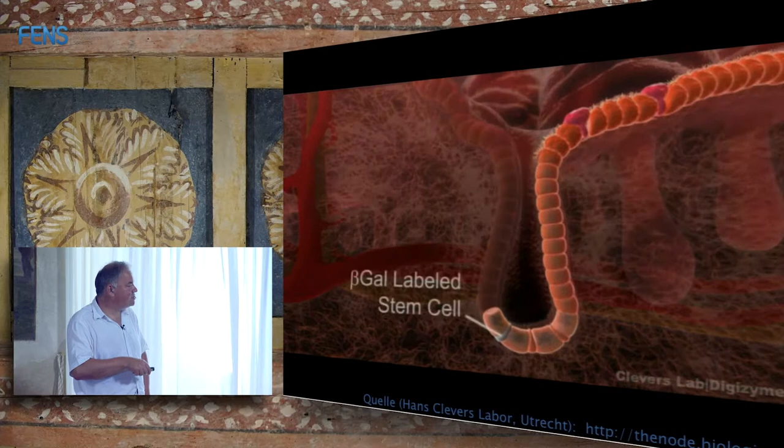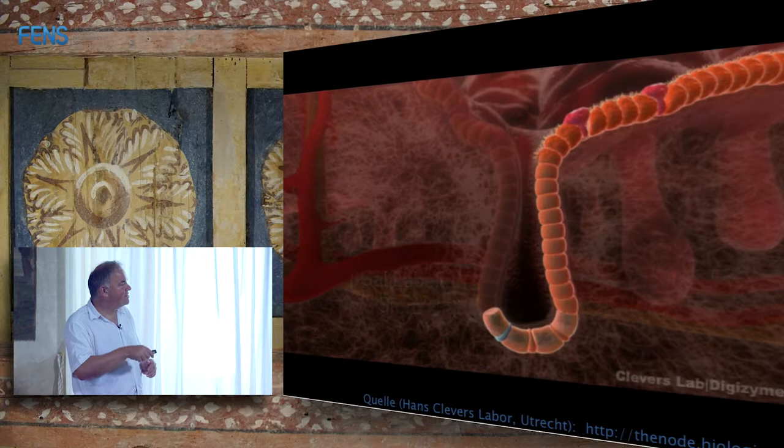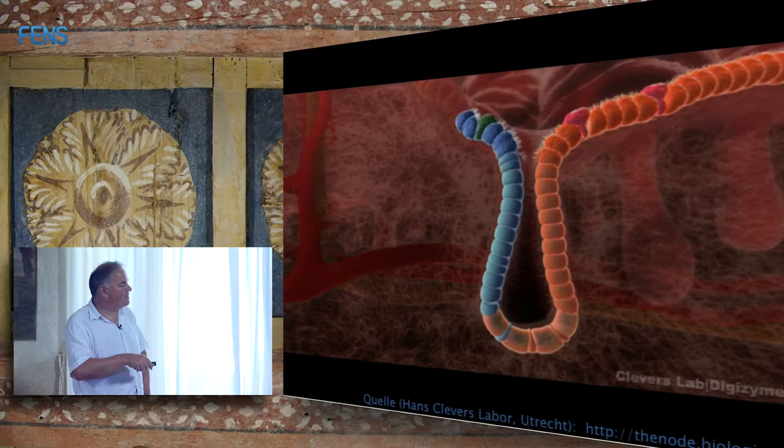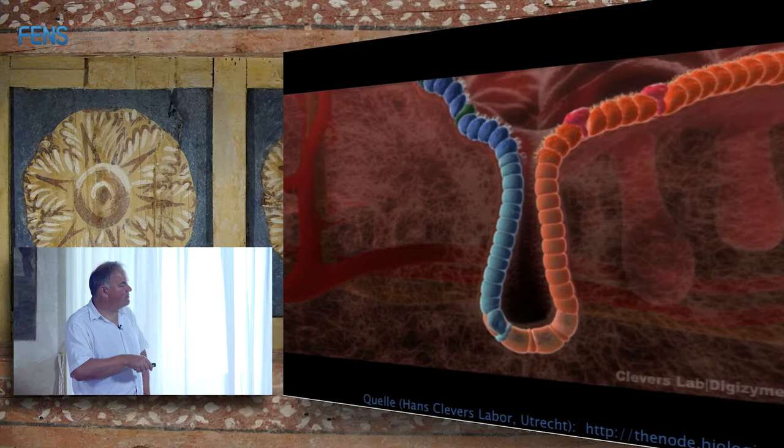So the stem cells are located in these crypts that are hidden down here, and the identification of these stem cells was key for generating the gut organoids. And they're down here in the intestinal stem cell niche, located between the so-called Paneth cells, which form the stem cell niche. And they express a key marker, which is called LGR5.